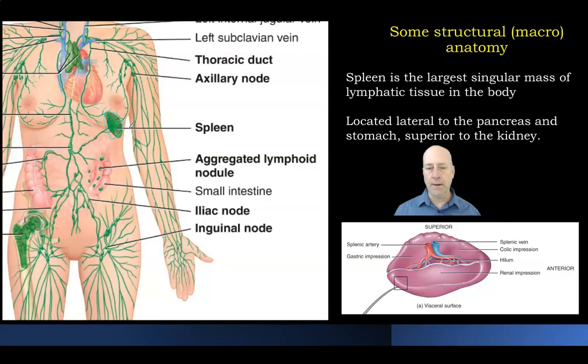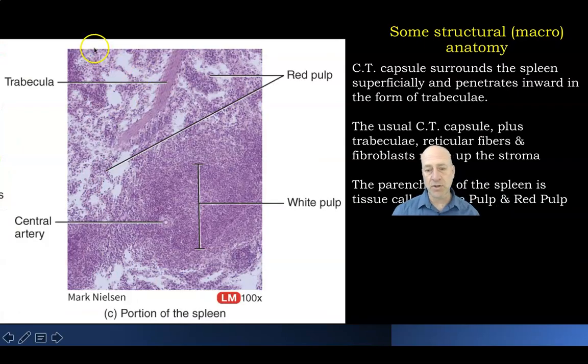filtering the blood. Right? So it's located lateral to the pancreas, lateral to the stomach, superior to the kidney, on the left side of your body, tucked up high, just under the diaphragm. And it's a highly vascularized organ because now you're feeding the blood in, and you're putting a bunch of lymphocytes, B and T cells, inside of a reticular mesh, but now you're flowing blood over it, not lymph. And that's a huge difference that you really have to be able to get your head around.